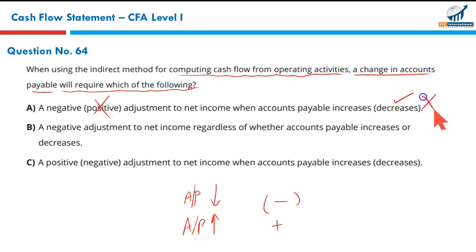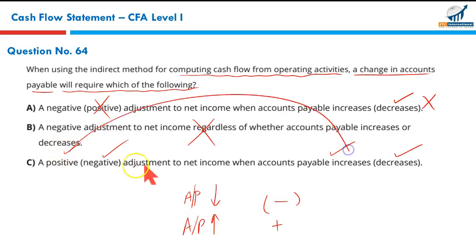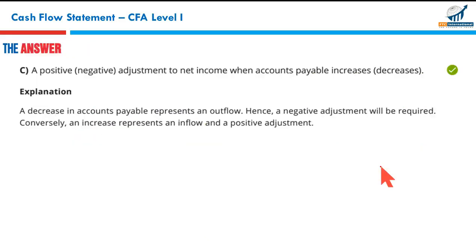That makes this an incorrect statement. A negative adjustment to net income regardless of whether accounts payable increase or decrease. This is totally ridiculous. Accounts payable increase is treated differently, decrease is treated differently. This is the right statement. If accounts payable have decreased over the period, it is deducted, negative. If accounts payable have increased over the period, it is added. Now we have added, negative, decrease. C is correctly worded. That makes C the correct option.